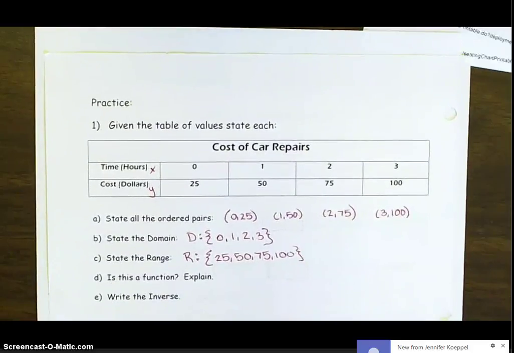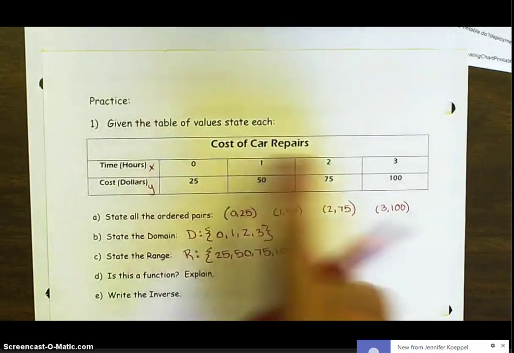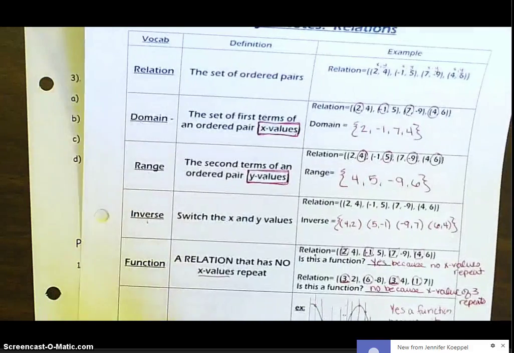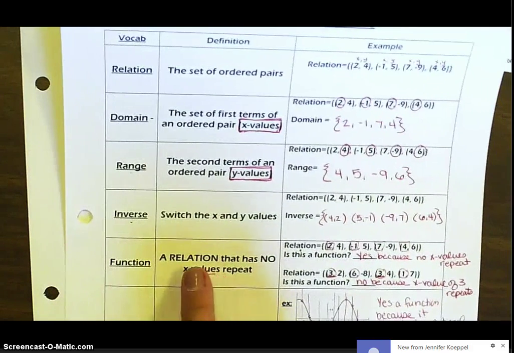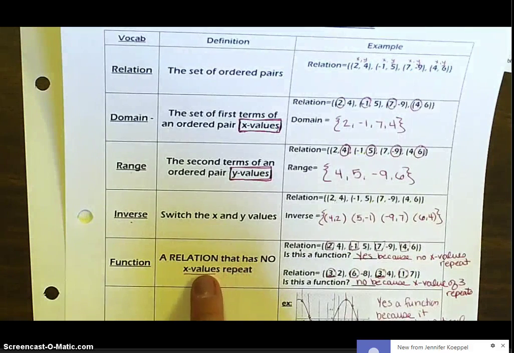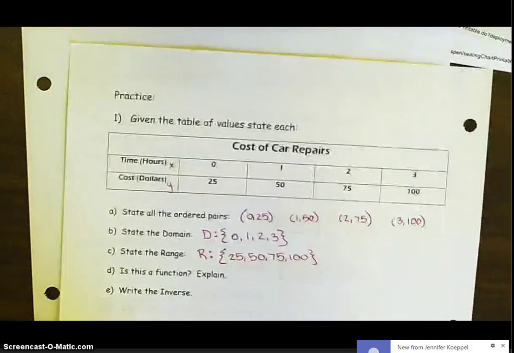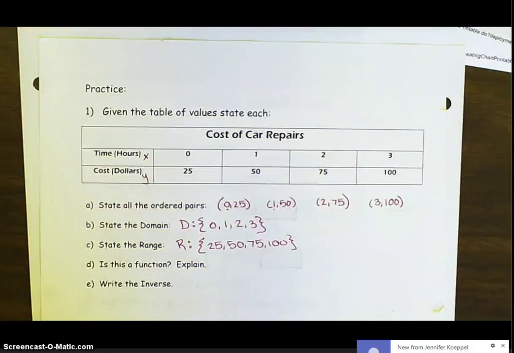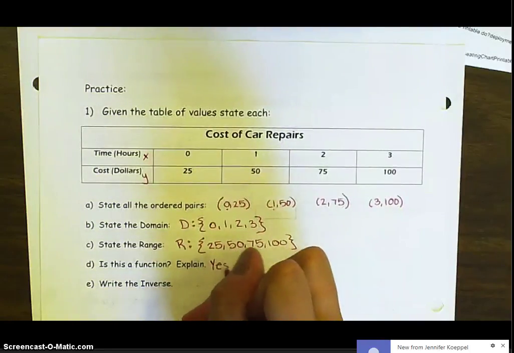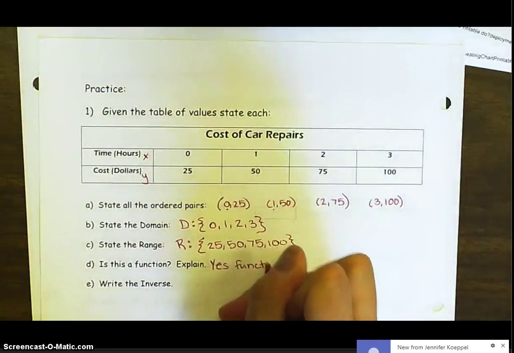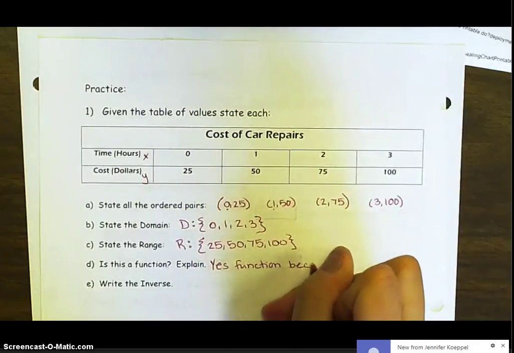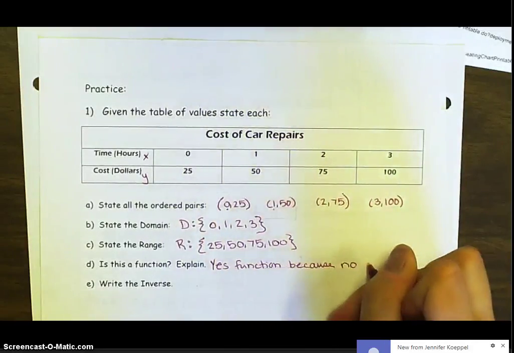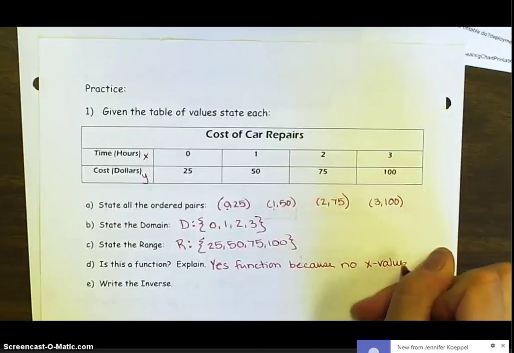Okay, now it asks, is this a function? Explain. So everybody look to see, well, there's no picture here. We're given points, so that means we're going to use this one. So remember, a relation that has no x values that repeat. So let's take a look. Your x values, 0, 1, 2, 3. Do any of them repeat? Nope. So yes, this is a function, because no x values repeat.